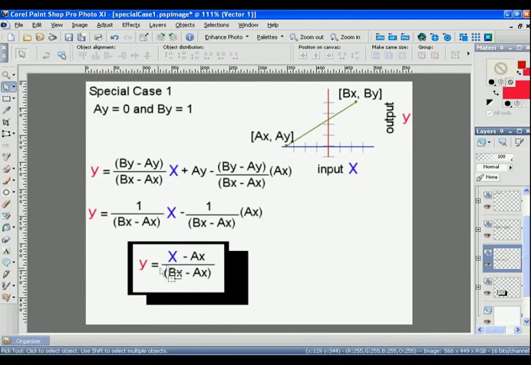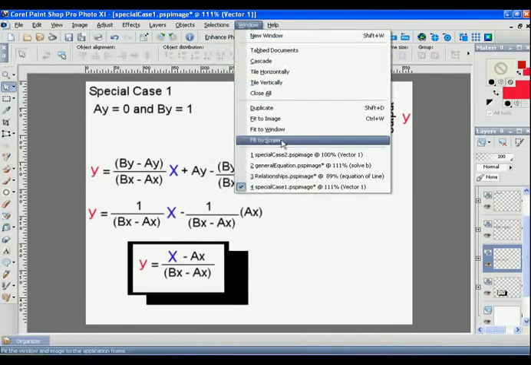Y is equal to x minus AX divided by BX minus AX. So in other words, any value you give me here, subtracted from this minimum value, divided by the range between the maximum and the minimum, gives me a ratio that happens to land between 0 and 1 for y. Give this a try.